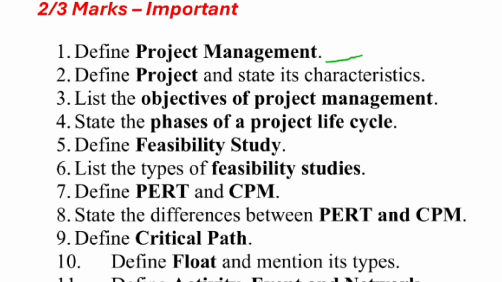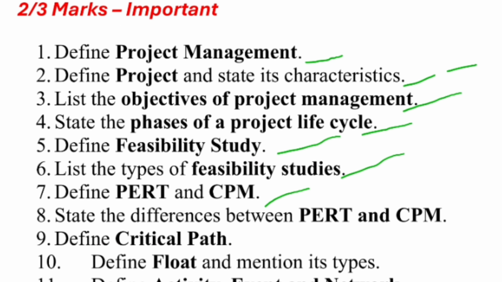They can ask: define project management, define characteristics and objectives of project management, state phases of project life cycle, define feasibility study, list the types of feasibility study, define CPM and PERT, state the difference between PERT and CPM, and define the critical path. These are 2 marks and 3 marks questions.